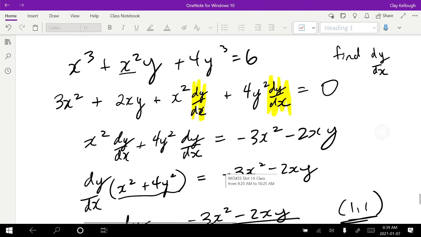Okay, let's see. 3x squared, check. 2xy plus x squared dy dx. Right? Okay, that's all good. Check the original equation. Oh, good heavens.